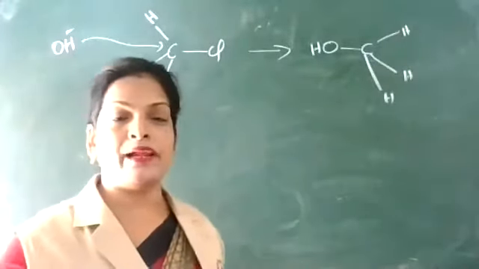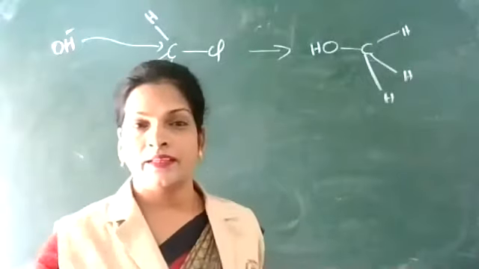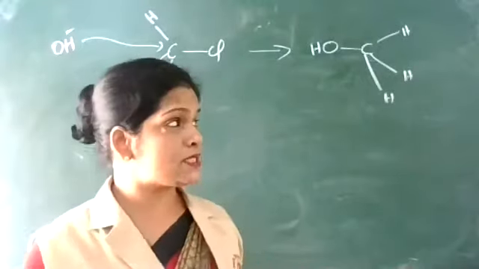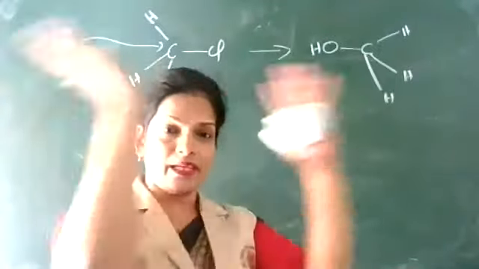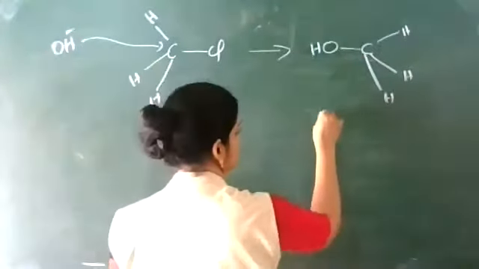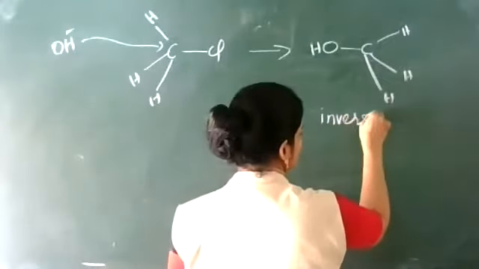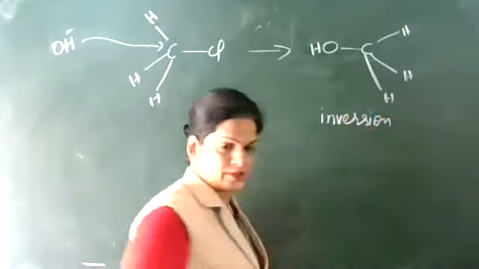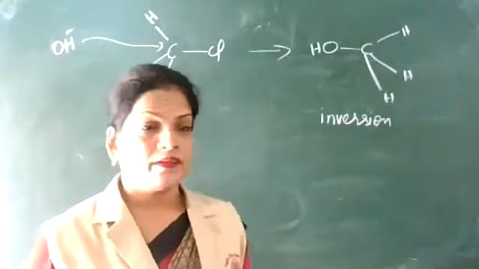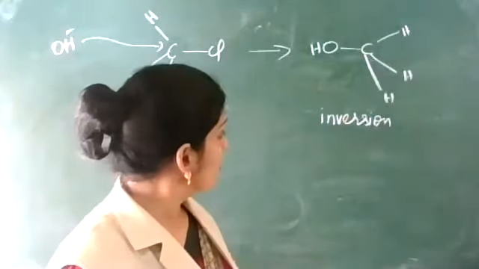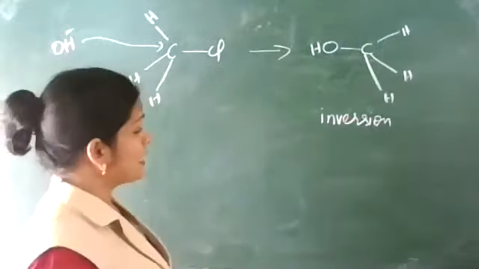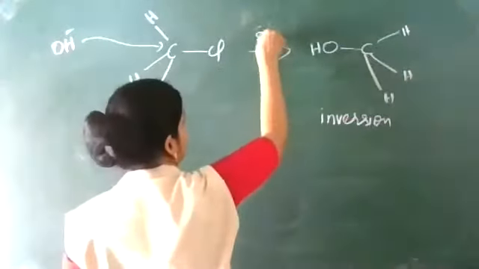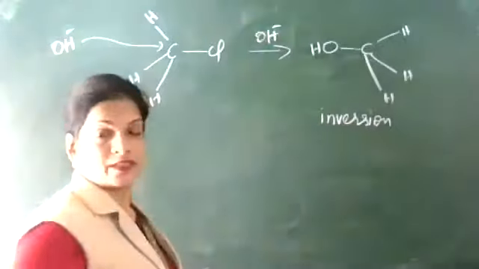Just like an umbrella in a strong gale, the OH groups are going to the other side. So we say inversion of configuration. In the SN2 mechanism, inversion of configuration takes place.